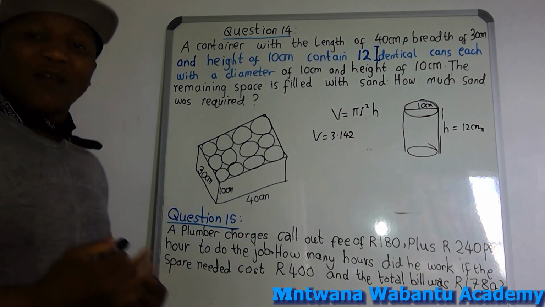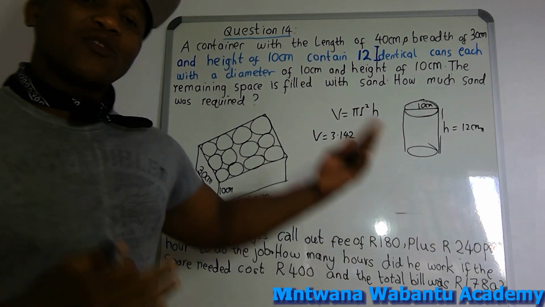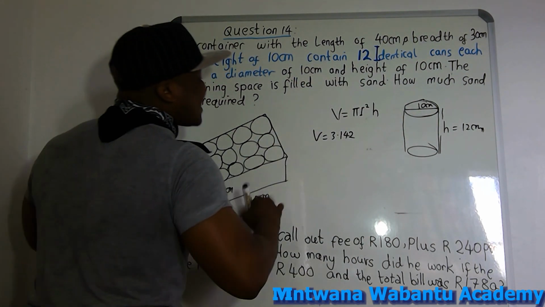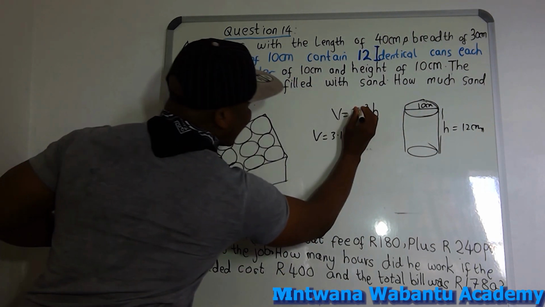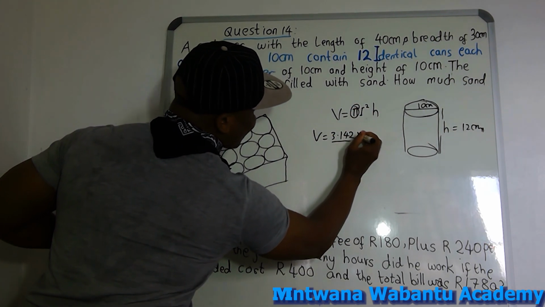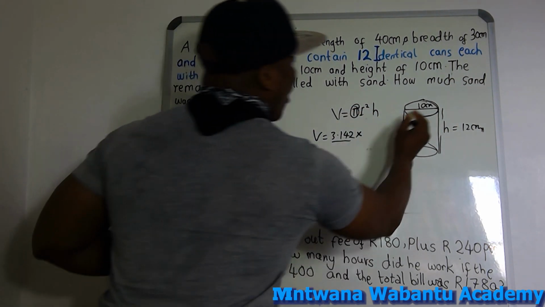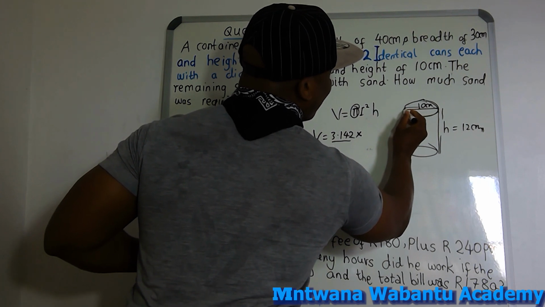Or you can say 3.14. It depends on what is given, but you can get this in the calculator. Pi is a constant; you don't calculate it. This pi is 3.14 times the radius. What is the radius? All of this is the diameter, from the beginning to an end.